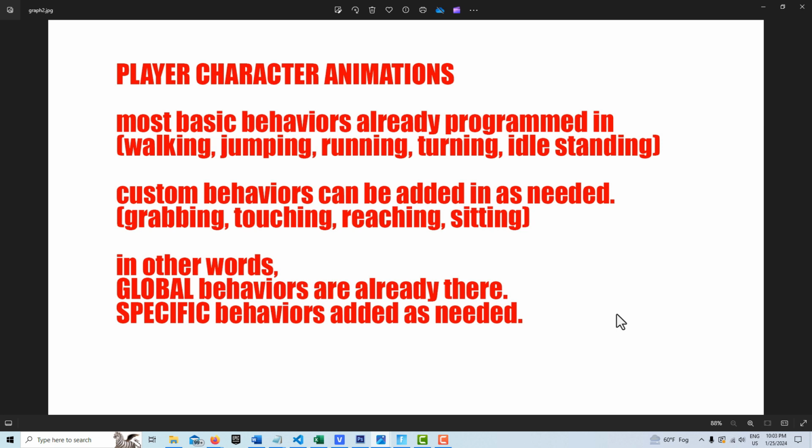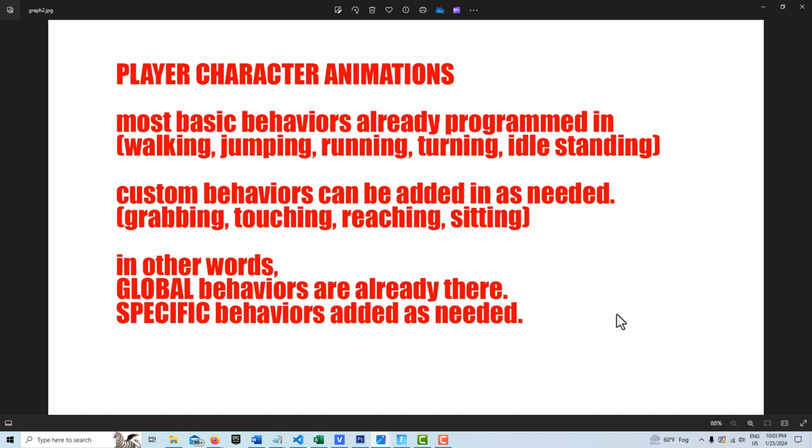If you think about player character animations, the most basic behaviors are already programmed in. All the major general movements, like walking, jumping, running, turning, idle standing, swaying, spinning around, sliding, there's a whole range of behaviors and they're unlimited. Your player character can just go and go and go. Literally, you could have your character walking for 3 hours. And if you imagine, how would you capture that with motion capture? How would you do that with keyframed animation? It would be a challenge, I'm sure.